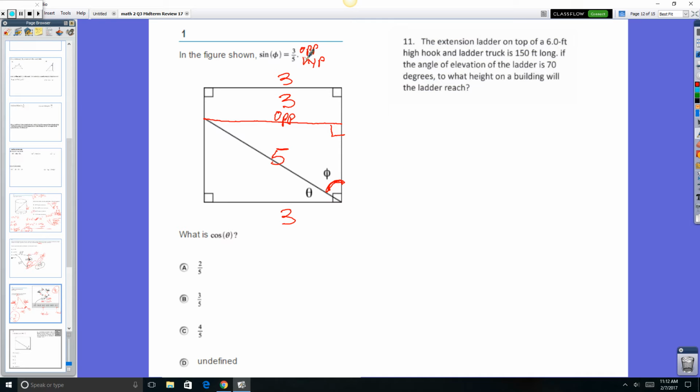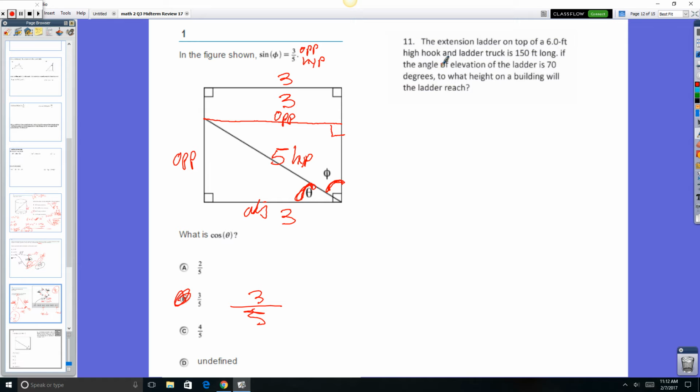So now, if that is true, what is the cosine from theta? So the cosine, now you're going from here. So cosine, that's opposite. That's adjacent. And the 5 is the hypotenuse also. And it would be the same. It's going to be 3/5.